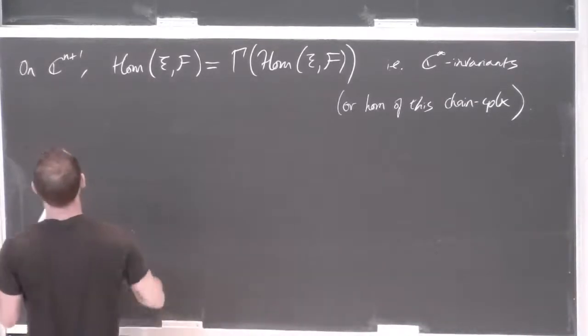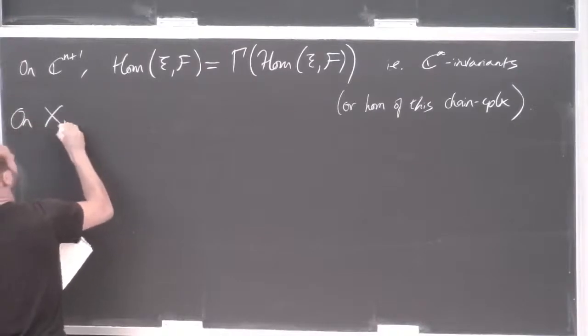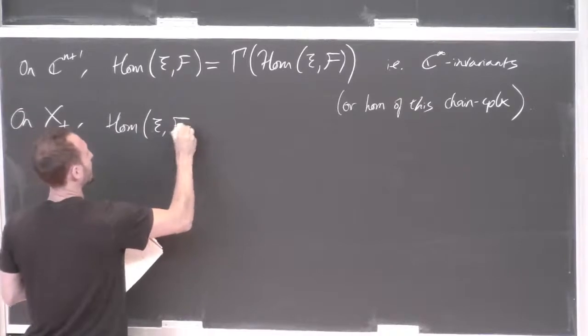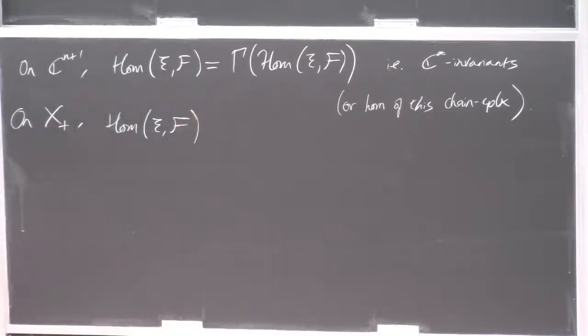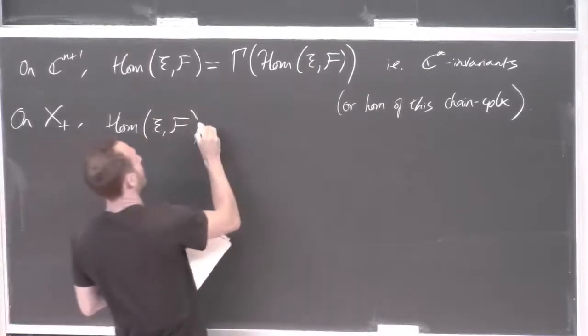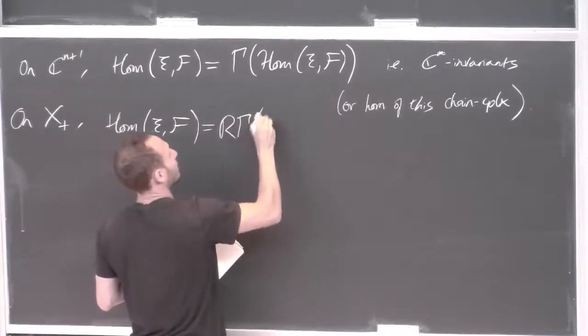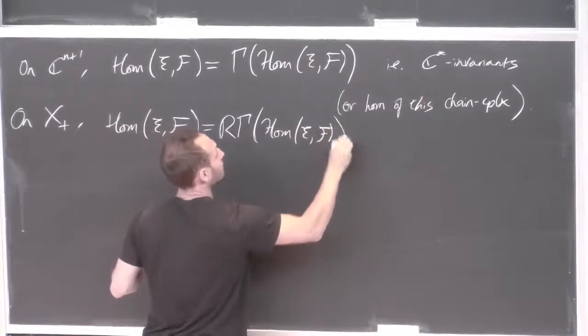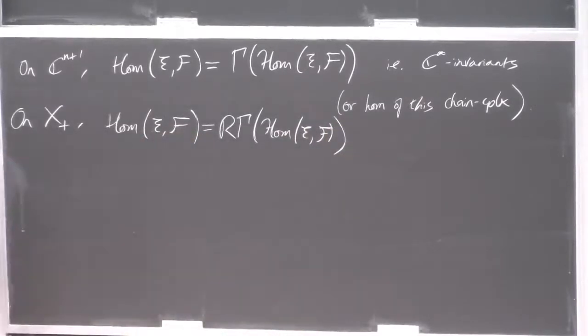What if we go to X plus instead? So I restrict my two objects to X plus. Let me still call them E and F. How do I compute the HOMs between them? Well, again, they're still actual honest matrix factorizations, not sheafy matrix factorizations. So it's the same prescription, except that I have to be careful to take the derived global sections of the HOM complex.